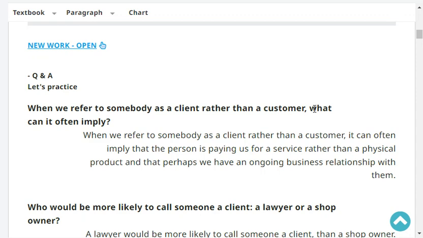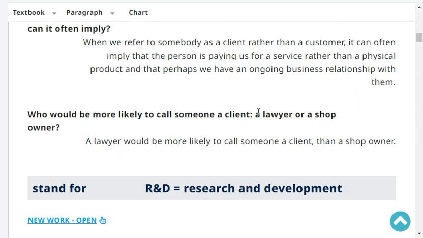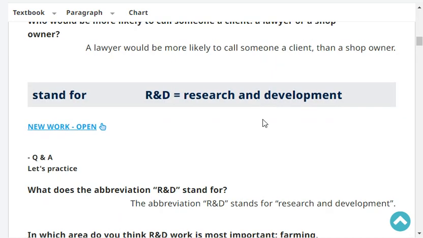Who would be more likely to call someone a client, a lawyer, or a shop owner? A lawyer would be more likely to call someone a client than a shop owner. Very good.